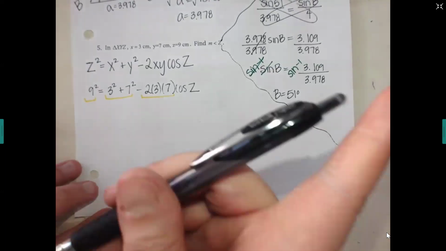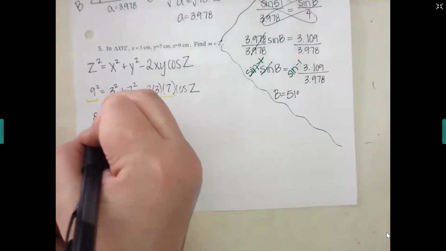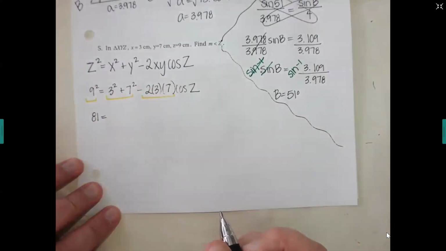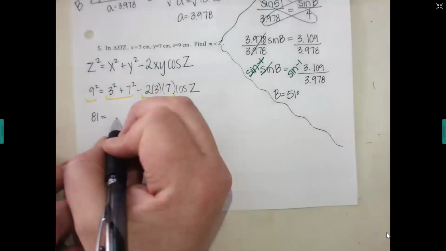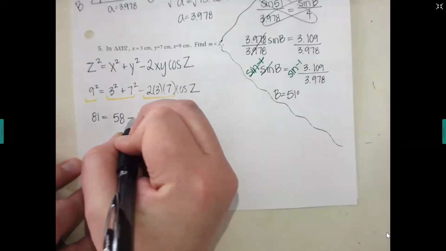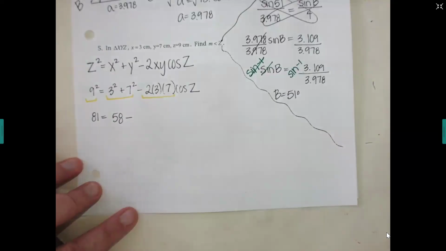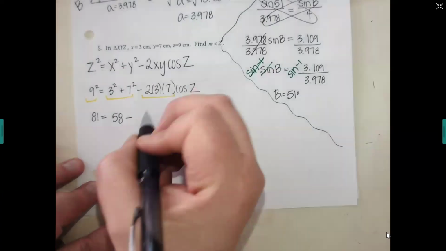81 equals. Then I want you to just do the 3 squared plus the 7 squared. Just the 3 squared plus the 7 squared. What do we get? 58. Minus, and then I just want you to times in the 2 times the 3 times the 7. So 2 times 3 times 7. What do we get there?